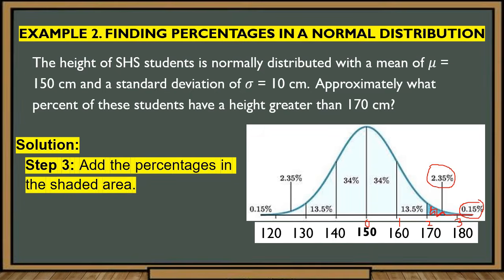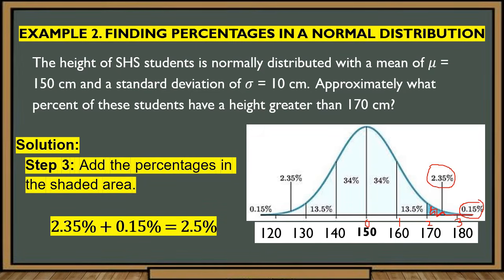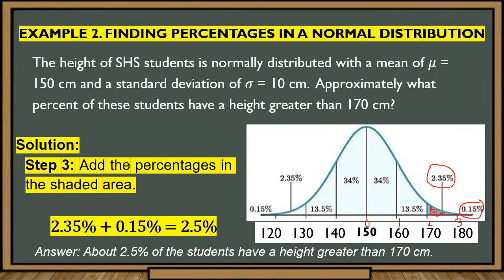So we're going to add these percentages. In doing so, we have 2.35% plus 0.15%, that is equal to 2.50 or 2.5%. So if you have noticed, the shaded region is too small. So maliit lang yung portion na sakop niya from our normal curve. So that is why the percentage is also small, which is 2.5%. So konti lang yung mga estudyante na may height which is greater than 170 centimeters. So to answer the question, about 2.5% of the students have a height greater than 170 centimeters.